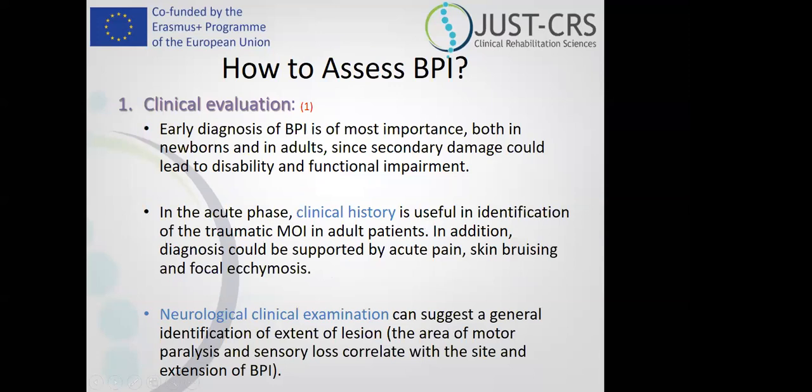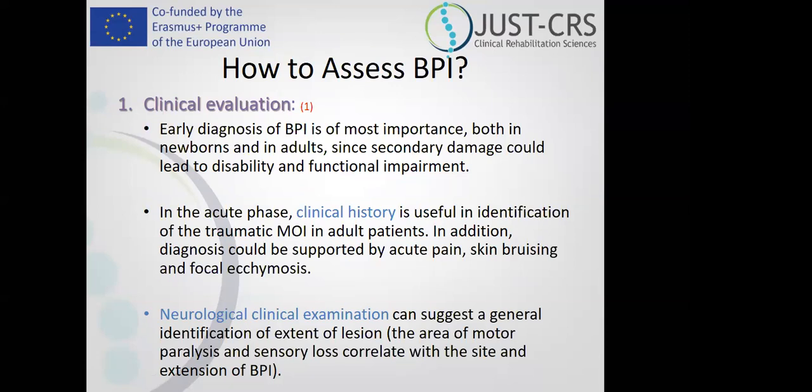How to assess a brachial plexus injury? The first and the most important examination is the clinical evaluation. Early diagnosis of brachial plexus injury is the most important, both in newborns and in adults, since secondary damages could lead to disability and functional impairment.